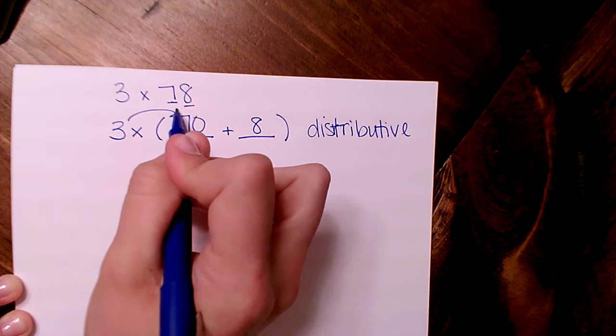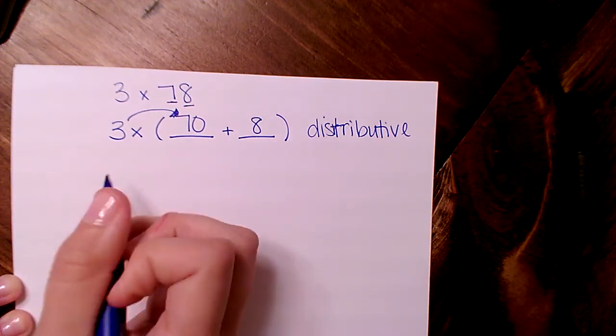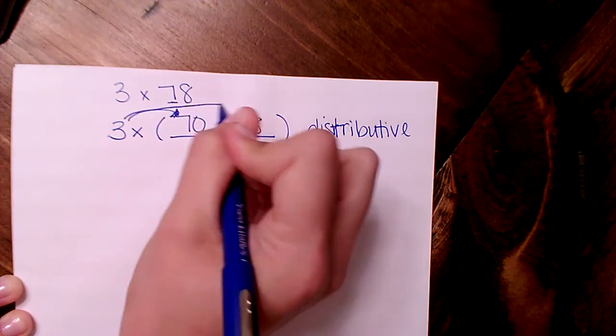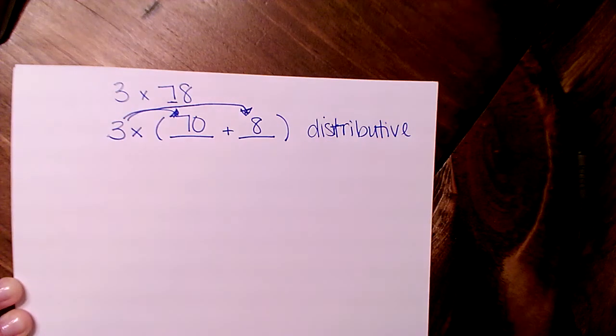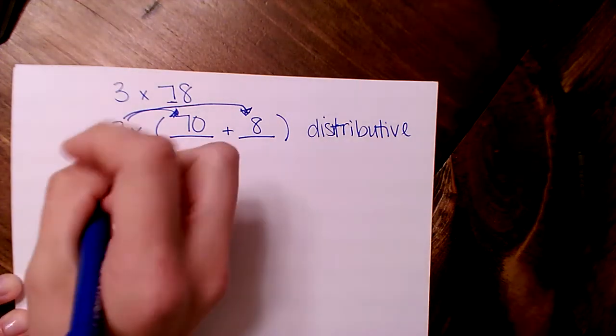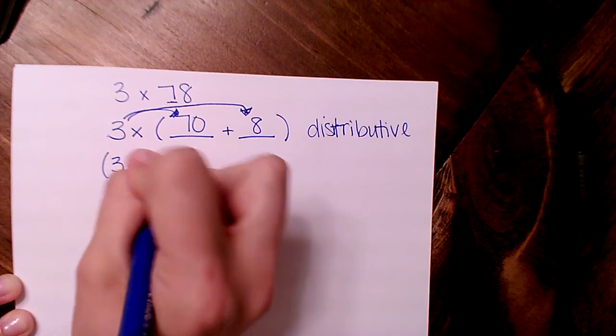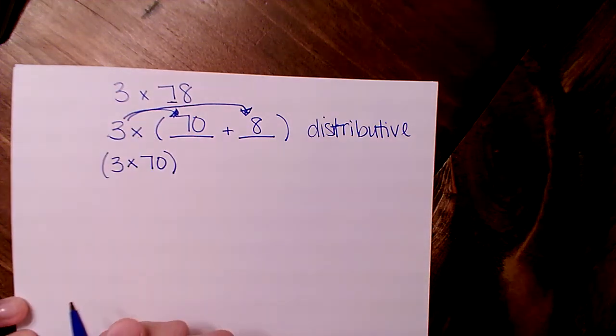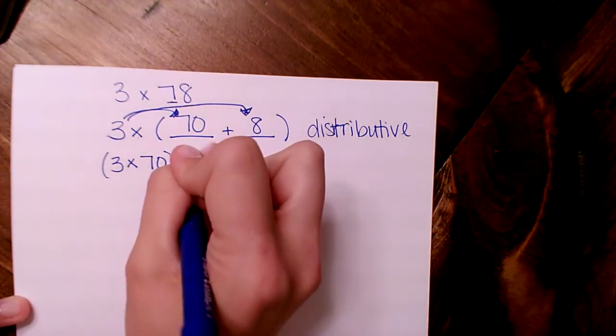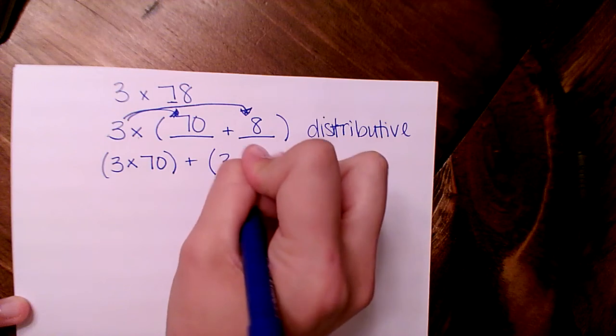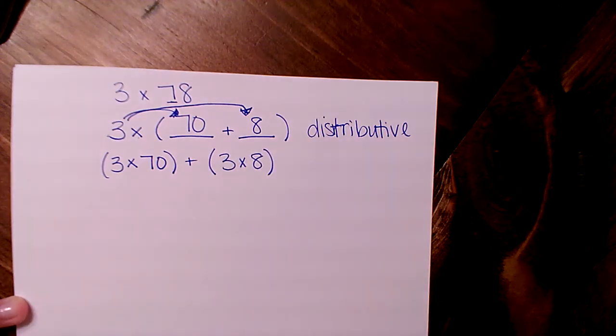I'm going to distribute the 3 to the 70, so they become new best friends. And I'm going to distribute the 3 to the 8, so now they are best friends. To rewrite this, I'm going to create 2 new pairs. So I'm going to say 3 times 70, because I'm going to use this multiplication symbol. And then I'm going to add that to 3 times 8.